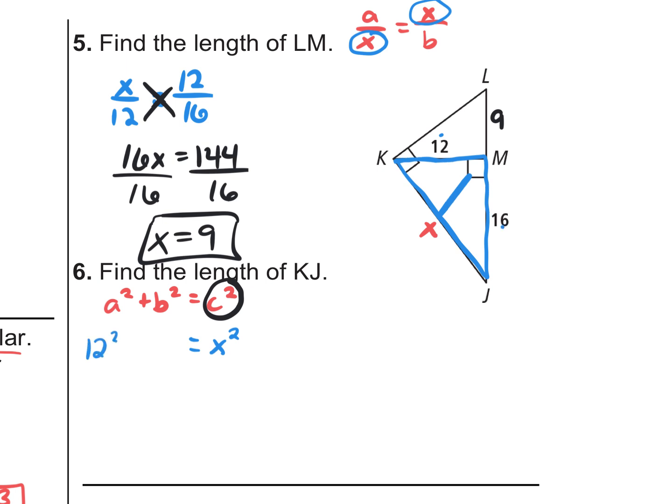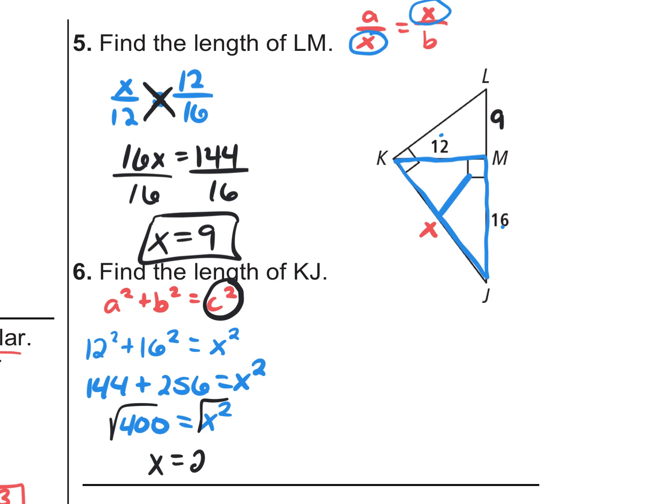So I have 12 squared plus 16 squared. 12 squared is 144, 16 squared is 256. Now it's just a matter of evaluating. Add those two together, I get 400. Last step, don't forget about that square there. Square root both sides, and we get x equals 20. So that's one way you could do it, the Pythagorean theorem.